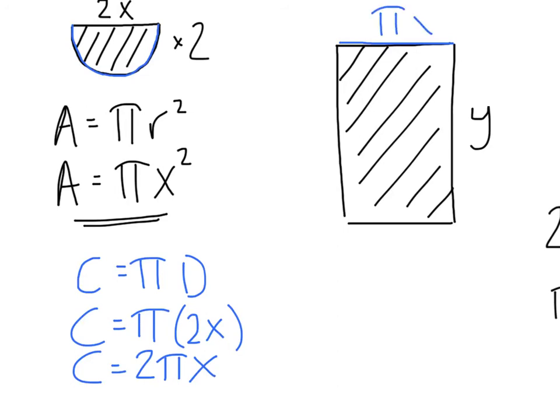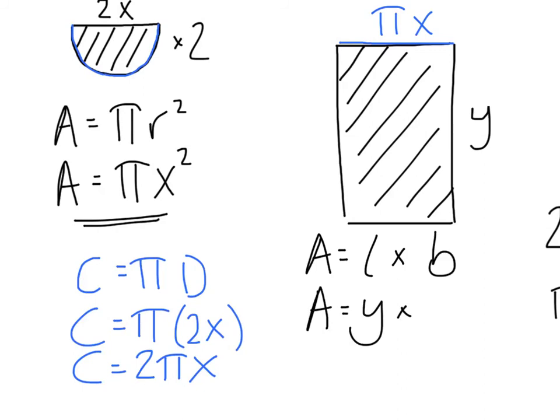So what we have now is the length and the breadth of a rectangle. We can then use the area of a rectangle formula to write down the area of this part. Area of a rectangle is the length times the breadth. The length is y, multiplied by the breadth, which is pi x. So that means the area of the rectangle A equals pi x y.